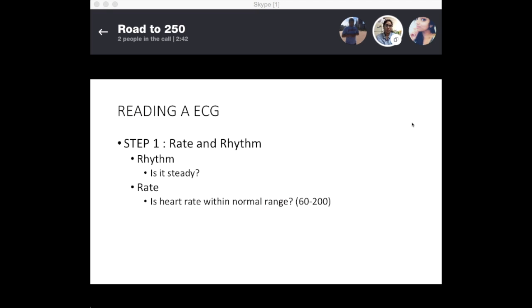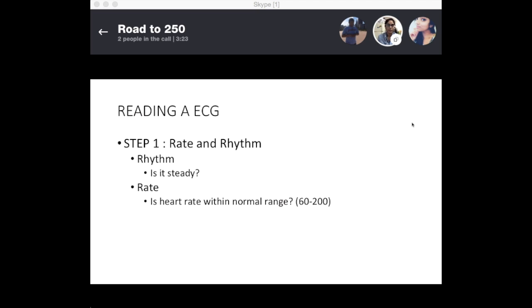So just to start off with the basics, in terms of reading an ECG, we want to take a couple of steps as we read it. First, we want to look at rate and rhythm. Is the rhythm steady, meaning how does it qualitatively look? We're looking for R waves that occur regularly, and the space between each R wave should be consistent throughout the ECG. If it's not consistent, then we're looking at something irregular, and I'll show you that in a second in a picture.